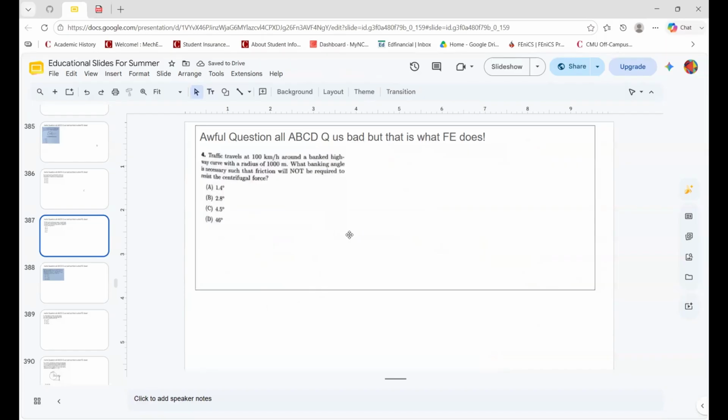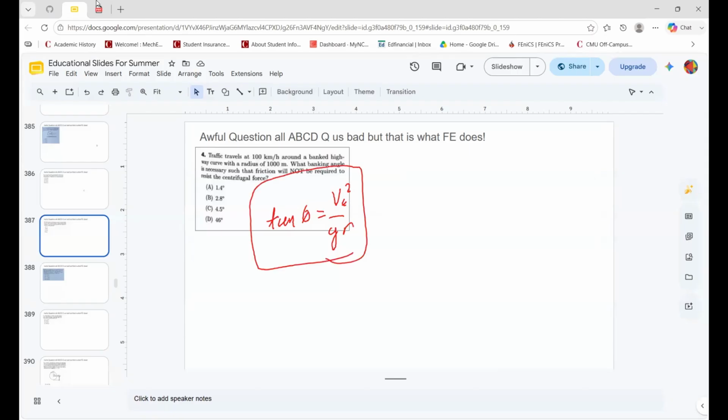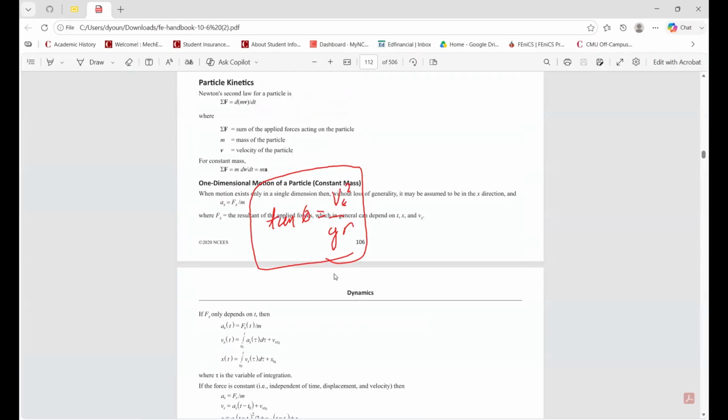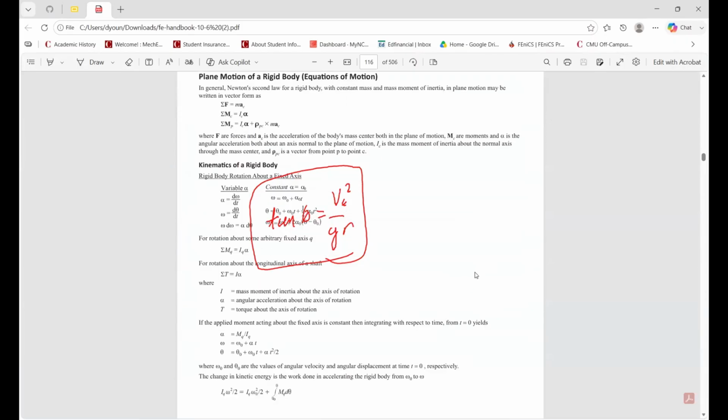Anyway, traveling at 100 kilometers per hour around a banked highway curve with a radius of 1,000, what bank angle is necessary so that friction will not be required to resist the centrifugal force? Now, there's a little trick to this, honestly. There's a formula, tan angle equals VT squared over GR, to figure this out. But this formula isn't given here, and I don't remember the derivation of it, but you can search on YouTube, I guess.